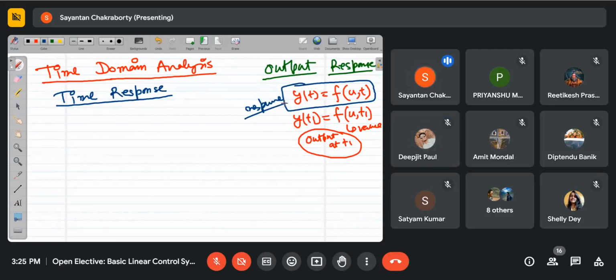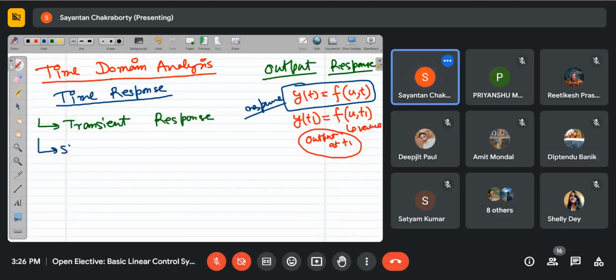Okay, thank you. So time response is widely defined as having two parts: transient response and steady state response. Now, the transient response is very important, and this is one of the major aspects of our study of dynamic systems, because this is a feature of a dynamic system.